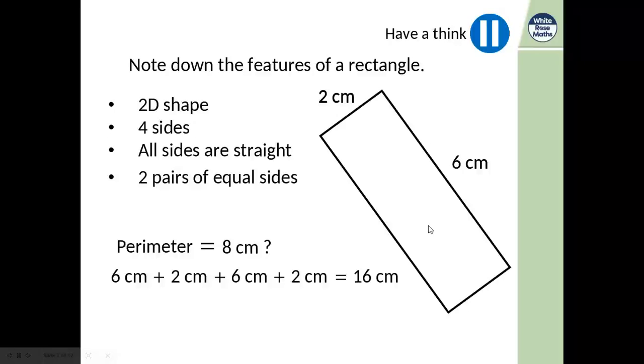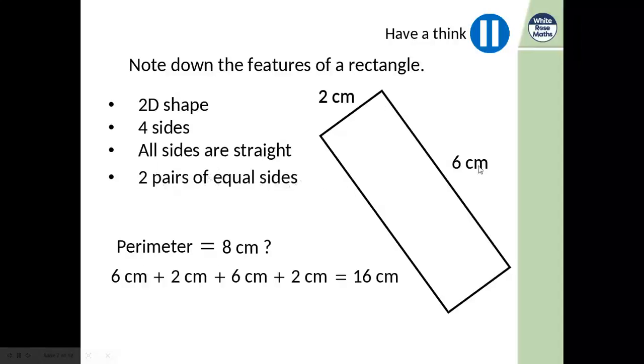Now, in today's lesson, we are not going to have a grid to help us anymore, but knowing properties of a rectangle, some features of a rectangle, we will be able to figure out the perimeter of this shape as well. One of the most important features that we are interested in today is that a rectangle has got 2 pairs of equal sides.